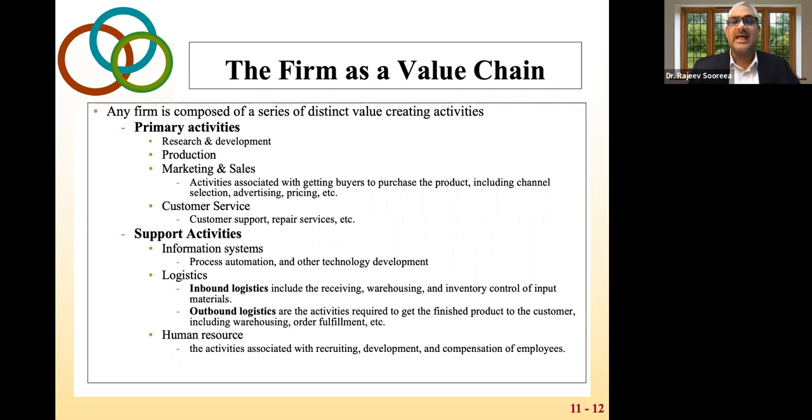Outbound logistics are the activities of the firm which are required to get the finished product to the consumer, including warehousing, order fulfillment, procurement, and so on. So this is outbound logistics. Now, human resources is another kind of support activity. Human resources have to do with recruiting, development, and compensation of employees.